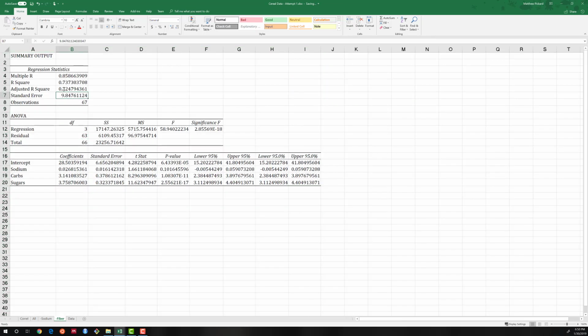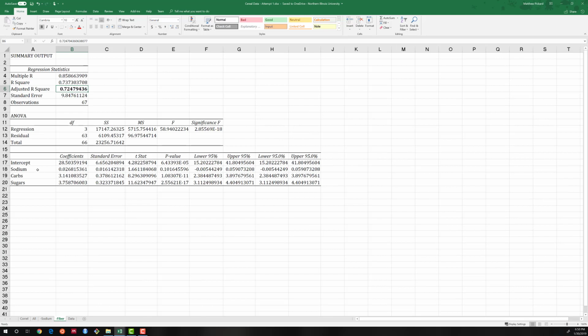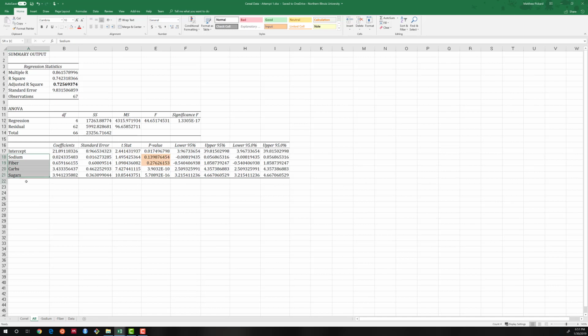Now again, look at our adjusted r-squared, and it went down to 0.724. So we have to compare this with our full model, 0.725, because this adjusted r-squared only makes sense when we compare it among nested models. So the variables in this minus fiber model are a subset, those three, of all the variables in our original model with all of them.